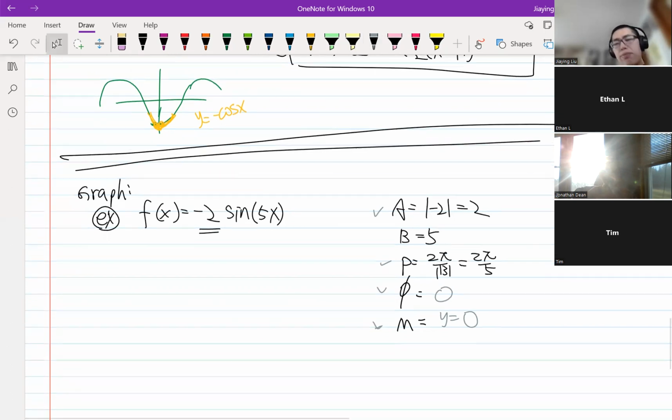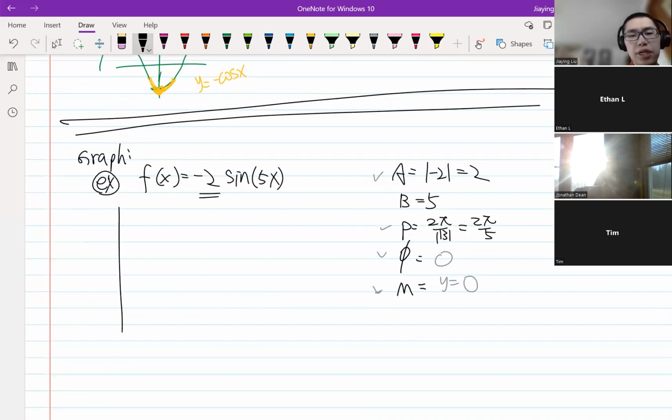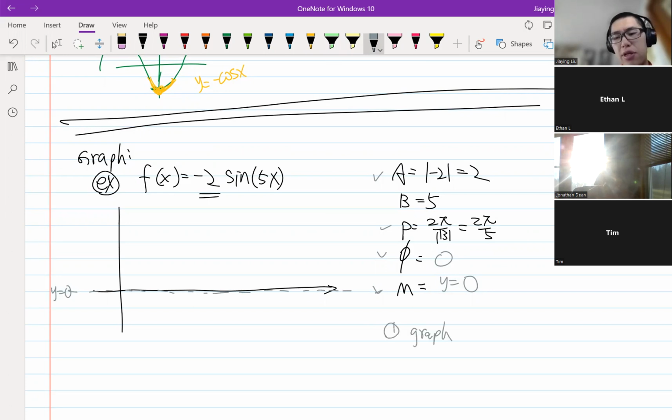So this is what I do. You probably learned it already in the past. To graph this, the first thing we do, we're just going to draw the x-axis. So this is the x-axis, that's y. And I'm going to graph the midline first, which is y equals 0. So I'm going to use a dotted line for the y equals 0. So the first step, graph the midline.